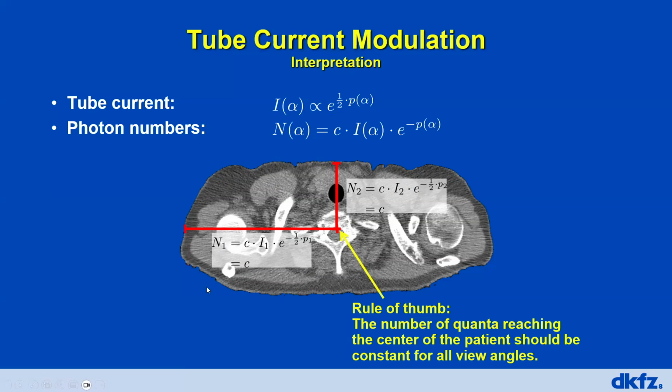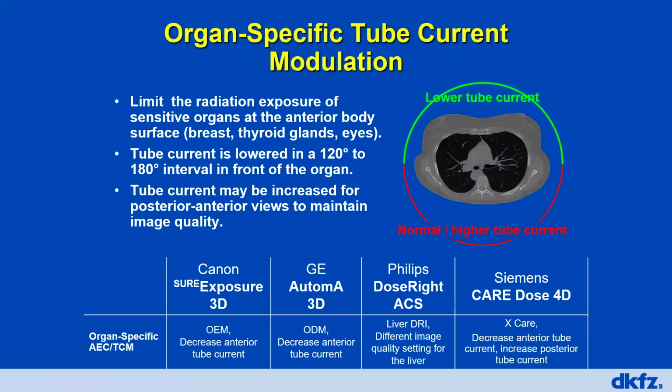However, as I already said, all we consider here are physical quantities. The patient's risk to develop cancer, for example, as a consequence of repeated CT examinations is not represented in these equations. Of course, vendors also recognized this and introduced so-called organ-specific tube current modulation techniques. They have different names depending on the vendor. In case of Siemens, for example, this is called X-Care.